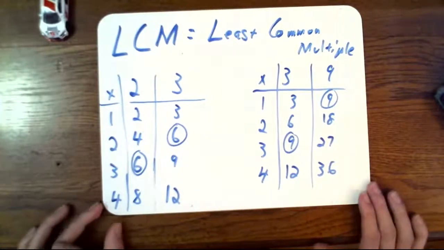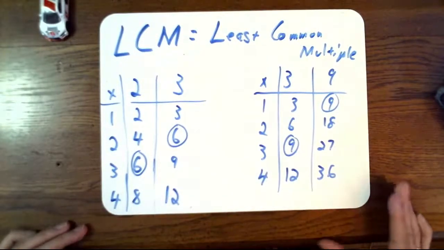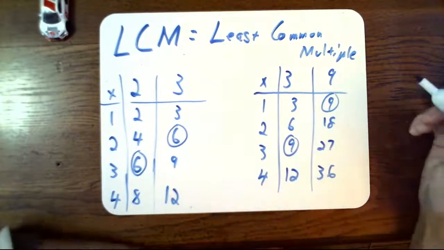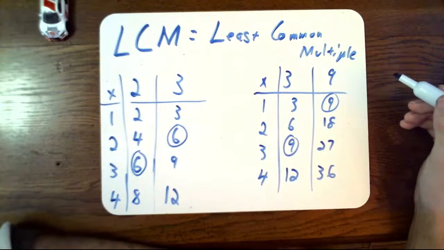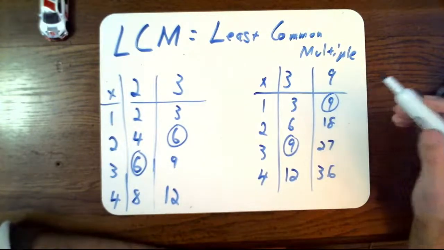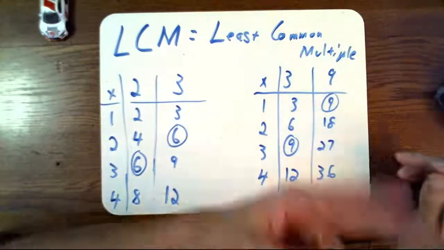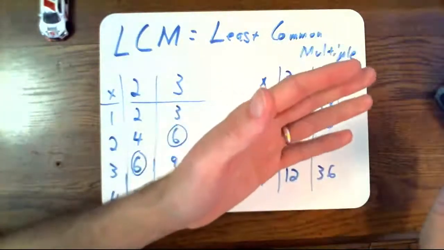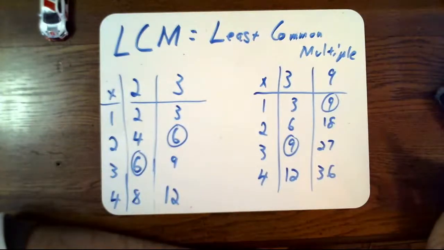I'm going to talk about LCM, which means the least common multiple. So what is a least common multiple? Well, it's just like how it sounds. It is the common multiple between two numbers that is the smallest, or the first common multiple between two numbers.